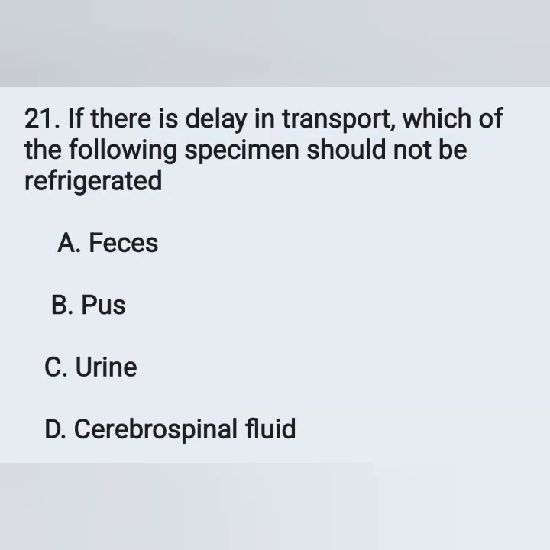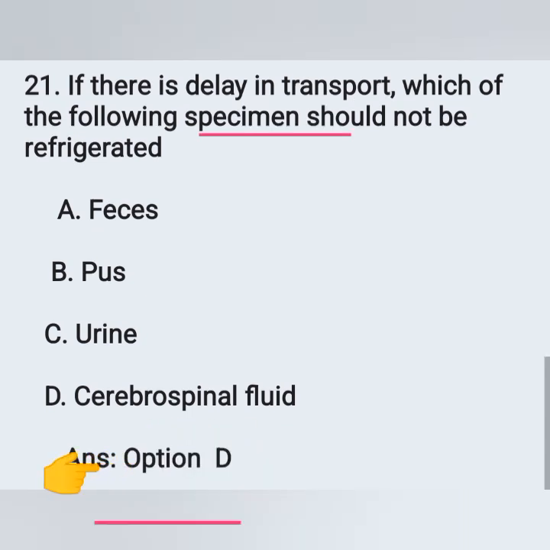Move on to the next question. If there is delay in transport, which of the following specimens should not be refrigerated? Option A feces, option B pus, option C urine, option D cerebrospinal fluid. The specimen which should not be refrigerated is cerebrospinal fluid. Option D is the correct answer.